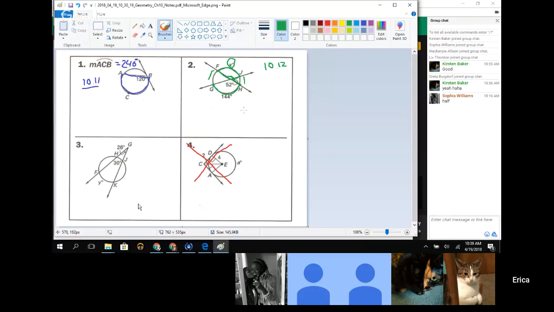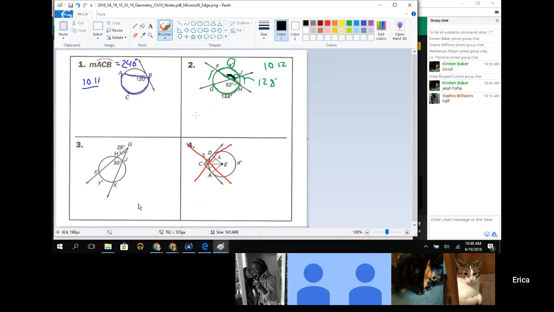180, right? That adds up to 180. So I know that this angle here, it's hard to see, is equal to 128 degrees. Okay. So now that I figured out this is 128 degrees, and that's this angle in here. That's because 128 degrees plus 52 degrees equals the whole line, 180 degrees. So now that I have that, I can use theorem 10.12 to figure out what is arc X.